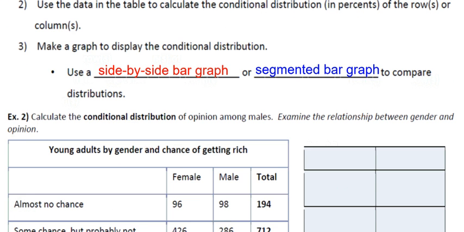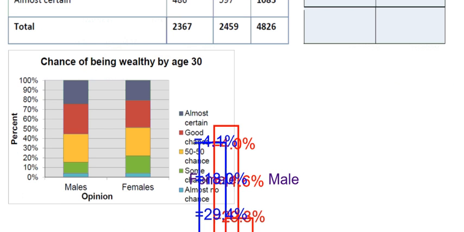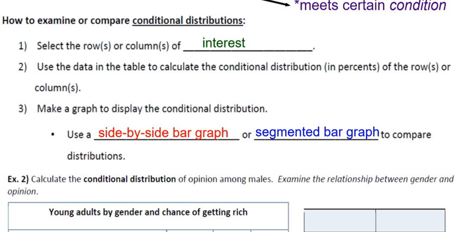What you see at the bottom of this page is actually a segmented bar graph, and then there are probably going to be plenty of side-by-side bar graphs in the textbook. Segmented is a little less common, but there's one in the notes for us to view there.